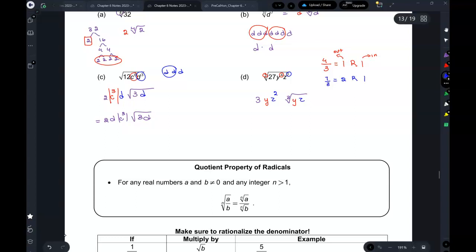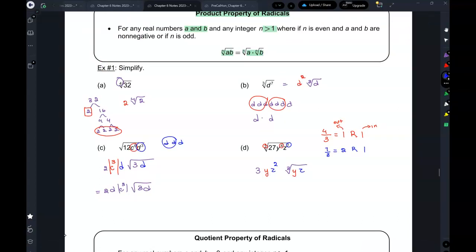So for example, if we were going to do that same thing with the d's here, 7 divided by 3, that would have been 2 remainder 1. You see how d squared comes out, 1 stays in. Okay? Yeah, please, you don't need to write that down.